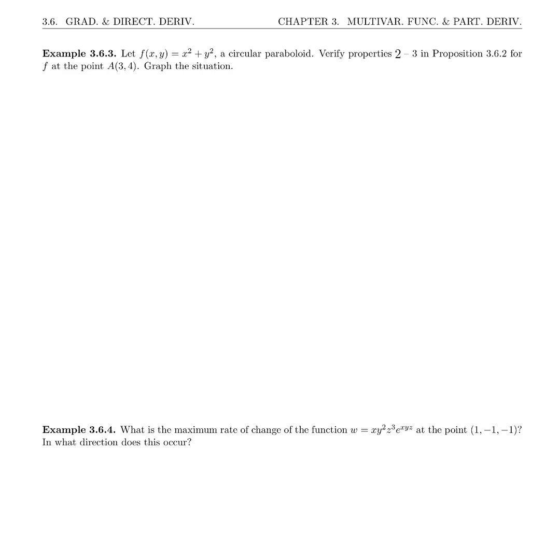Welcome back. In this video, we are going to do example 3.6.3. Let f of x, y be x squared plus y squared, which is a circular paraboloid. We are asked to verify properties 2 and 3 in proposition 3.6.2 for f at the point A, which is (3, 4). We're asked to graph the situation.